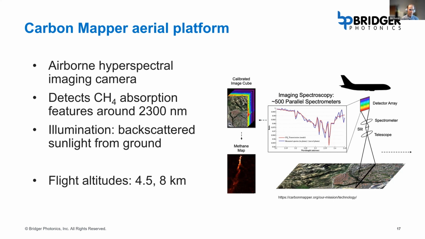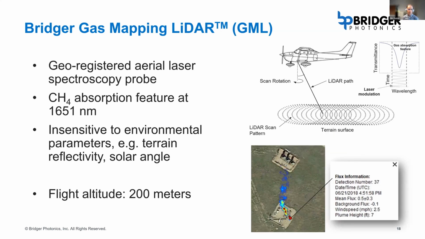The system detects gas plumes, in particular methane absorption features around 2300 nanometers. The illumination source is backscattered sunlight from the ground. In this campaign, the flight altitudes used were relatively high, at 4.5 and 8 kilometers, which is something important to keep in mind. By comparison, the gas mapping LiDAR platform is a georegistered area laser spectroscopy probe that's flown at a much lower altitude, about 200 meters.